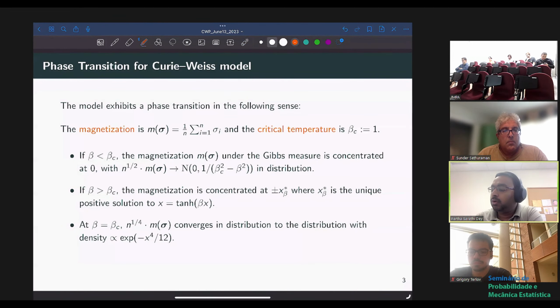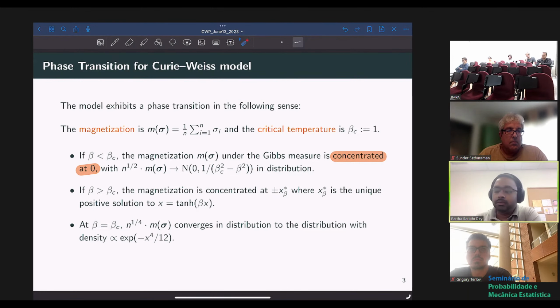Moreover, if we multiply m(sigma) by root n, it has an asymptotic normal distribution with mean 0, but the variance now depends on beta. If beta is equal to 0, then it's normal 0, 1, just the usual central limit theorem. But for beta bigger than 0 and less than beta c, one can prove a normal limit, and you can see the variance diverges to infinity when beta goes to beta c.